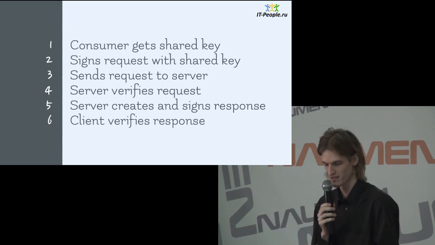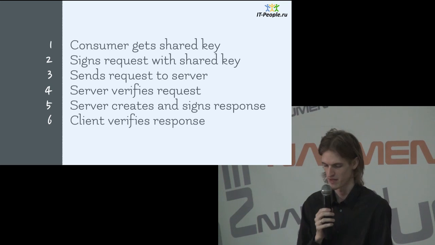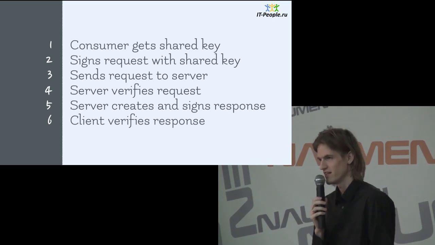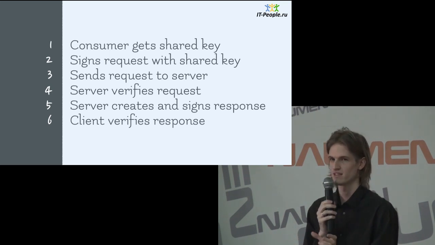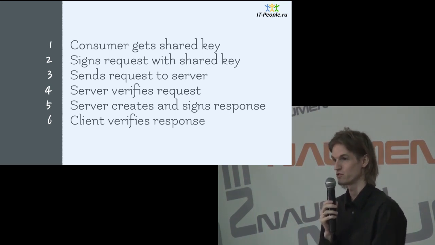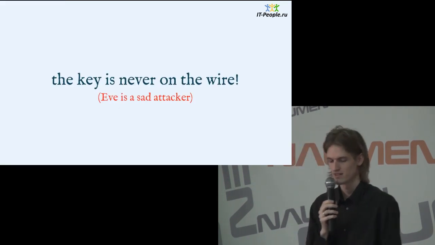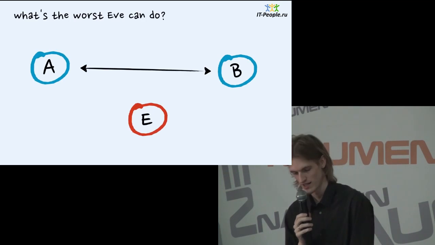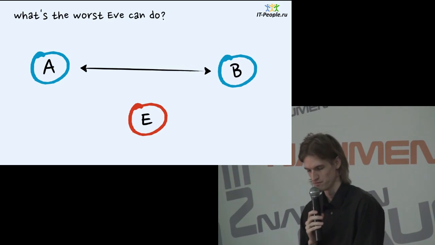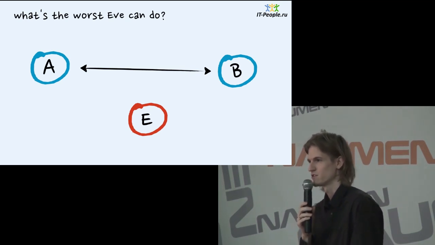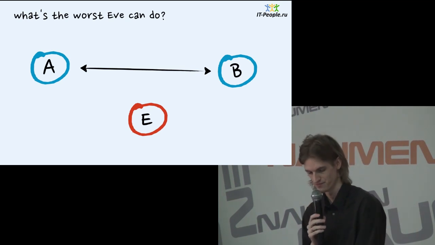If the verification is correct, it handles the request, creates a response, signs it again, and sends it back to the client. So the secret key has never been sent over the wire, which means that Eve, if she would get the message, could read it, but she cannot modify it because she doesn't have the secret key. So the key is never on the wire, and Eve is a very sad attacker. But she can read the message. So what's the worst that Eve can do? Eve can do a lot in this case. We are not talking about an encrypted connection here. It's just a verified connection.